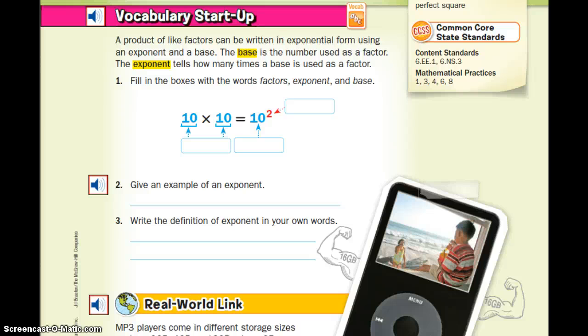The base I always call big bottom base. That helps you remember that it's the bigger number on the bottom. We call that the base. Then the superscript, or Superman, is the exponent. And then these are factors.